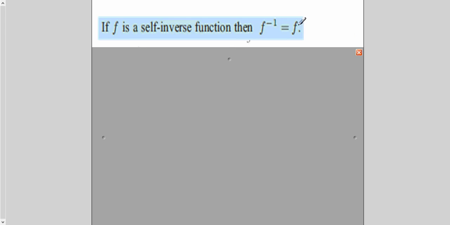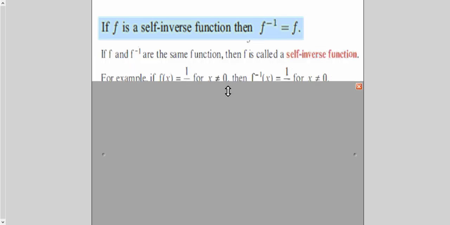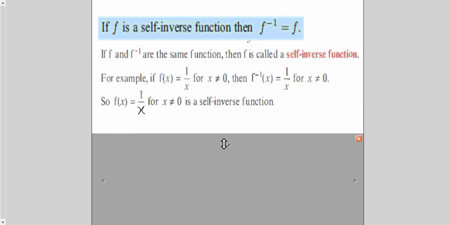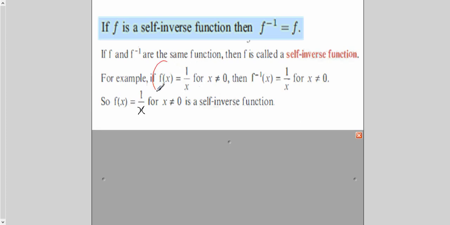Now this is just another point: a self-inverse function means your inverse function and function are equal to each other. If I take an example here, it is 1 over x. If you try to find its inverse function, it will be the same. In such types of cases, we call the function a self-inverse function. This is just for the piece of information for you.